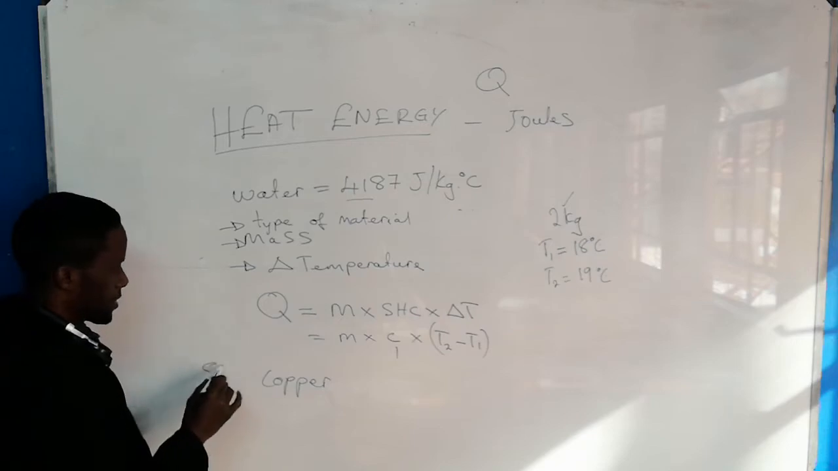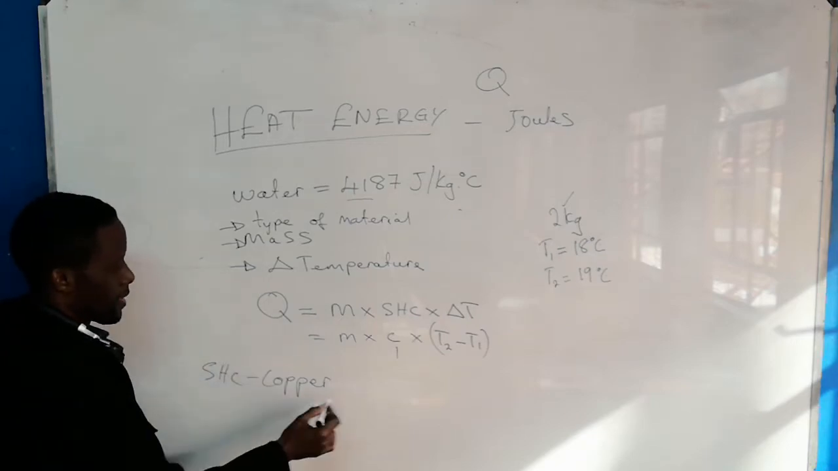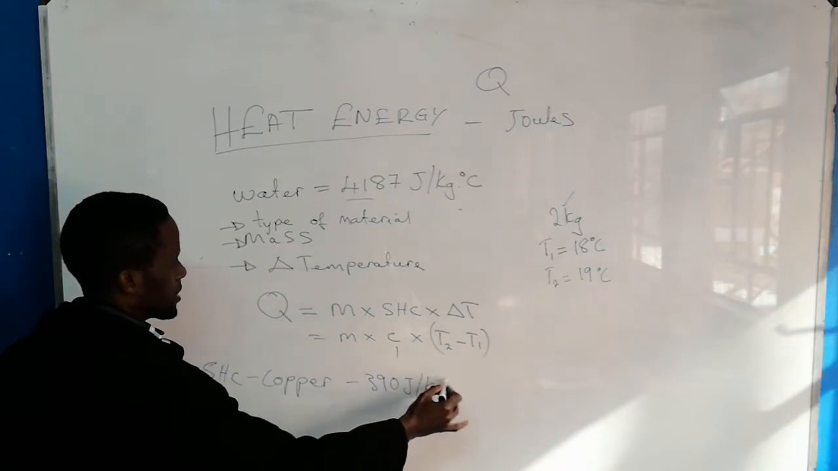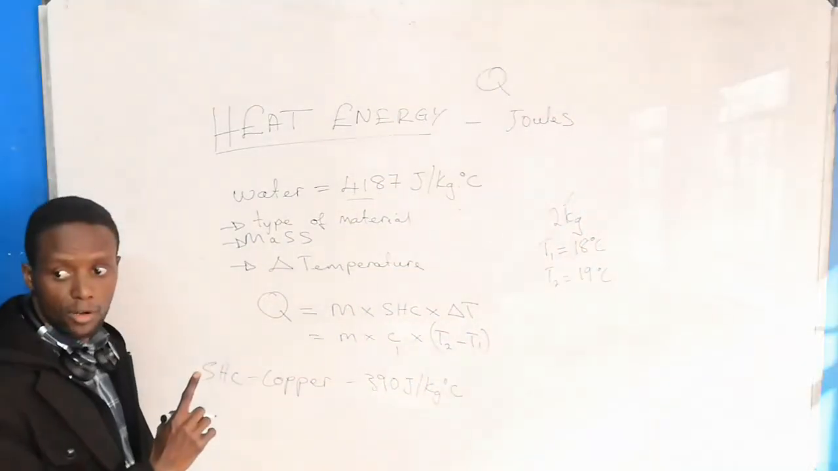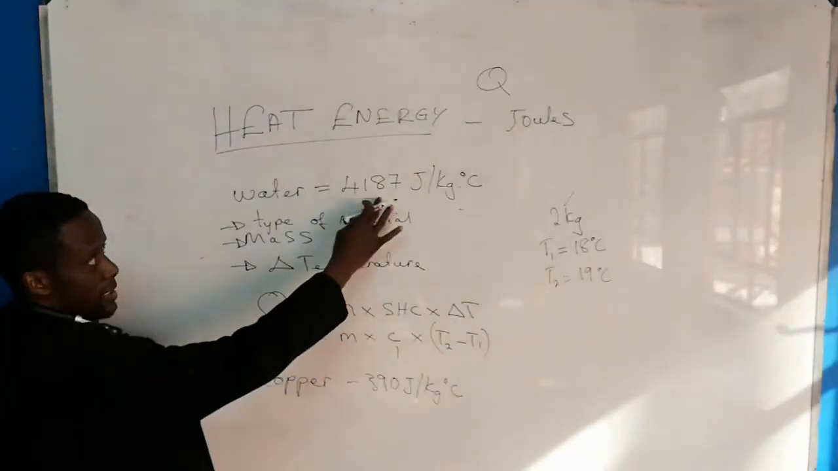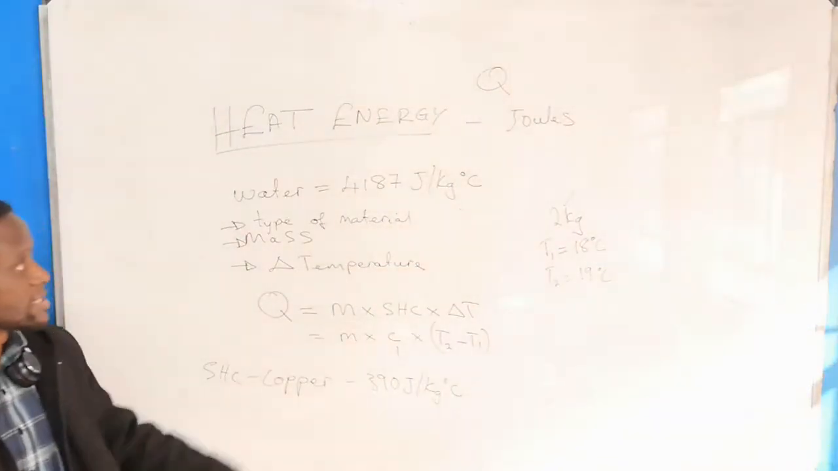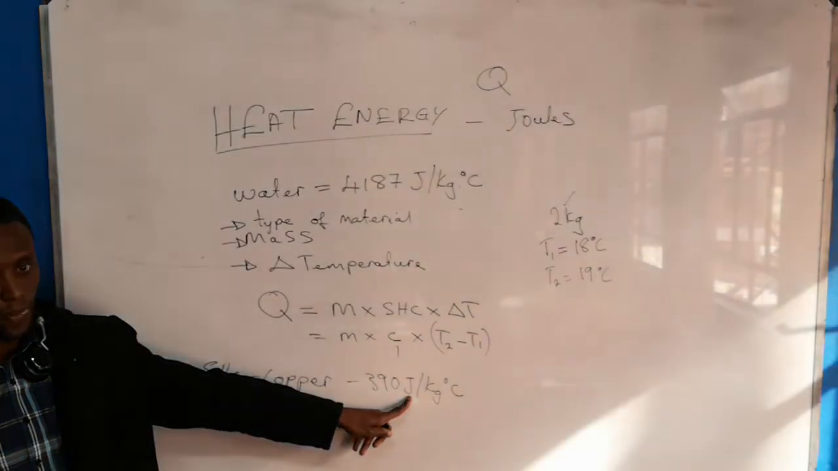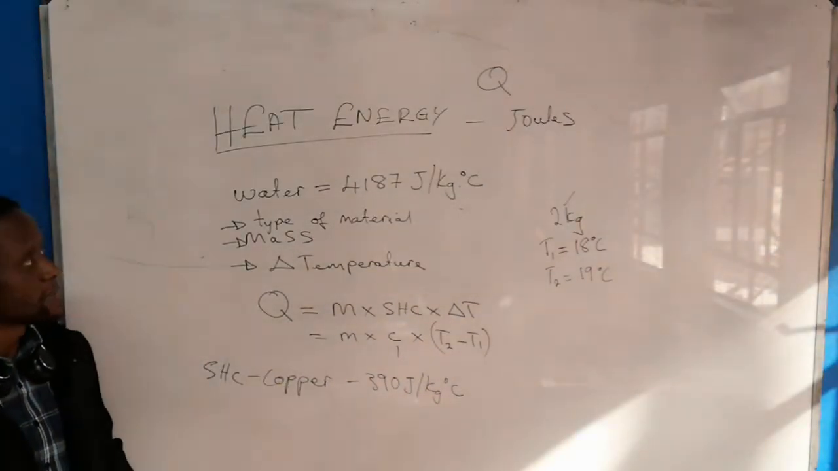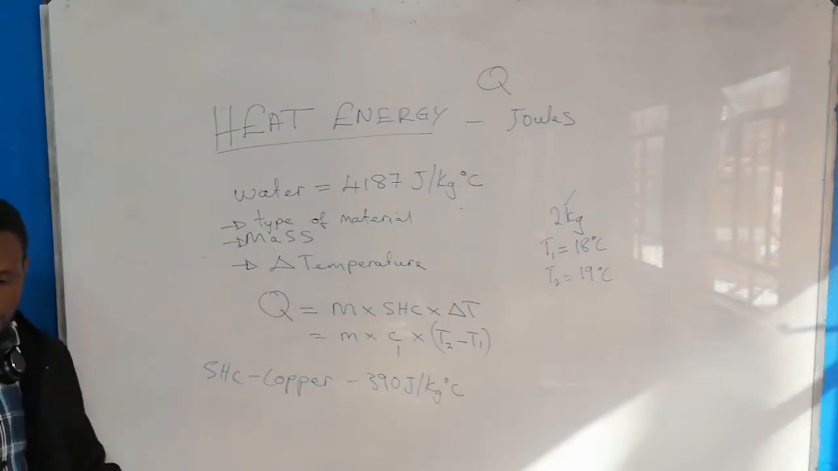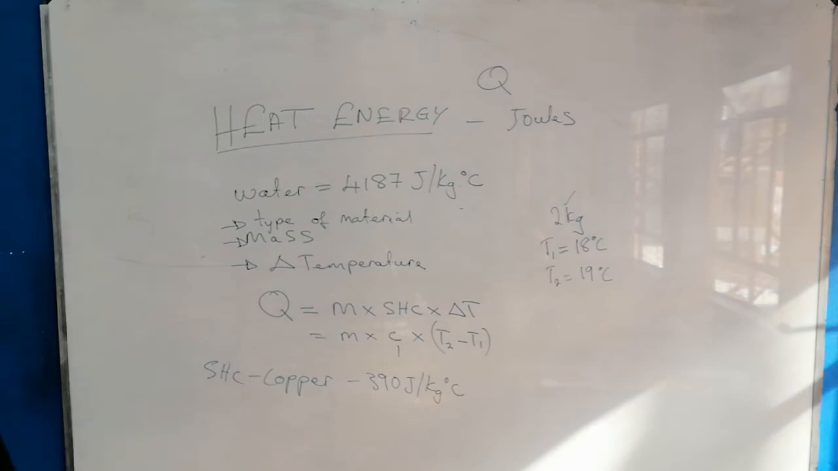Copper has a specific heat capacity of 390 joules per kg degrees Celsius, which means if I've got 1 kg of copper, I will need this amount, which is far less than how much water needs. Water needs in the thousands, 4187. Copper only needs as much as this. Each substance has its own unique specific heat capacity. You just calculate and you get those values. I hope we are fine.